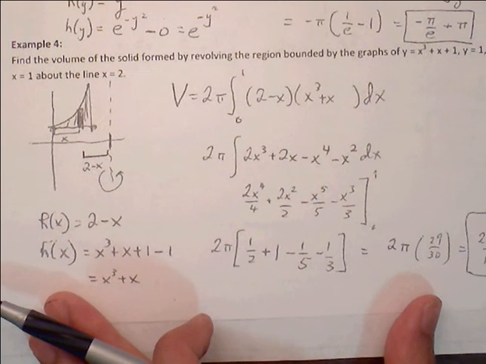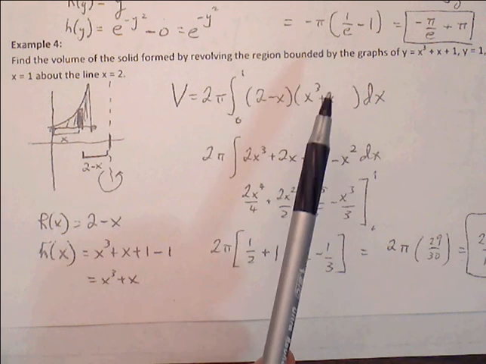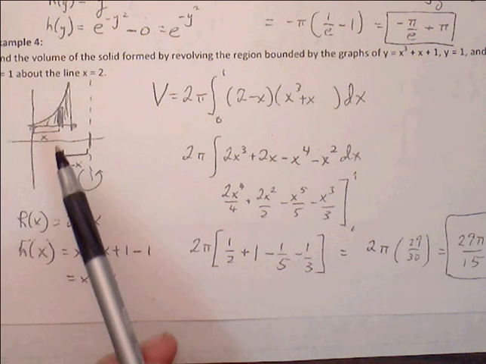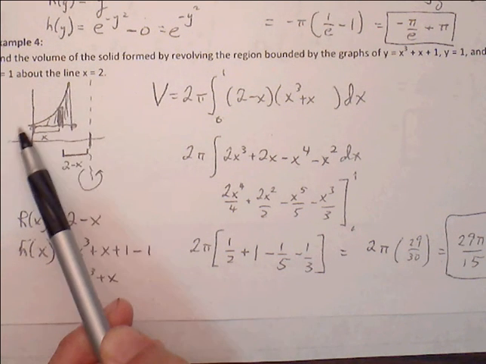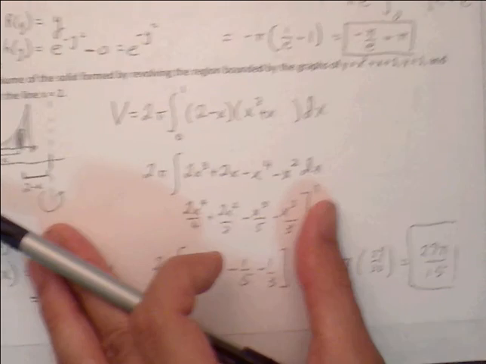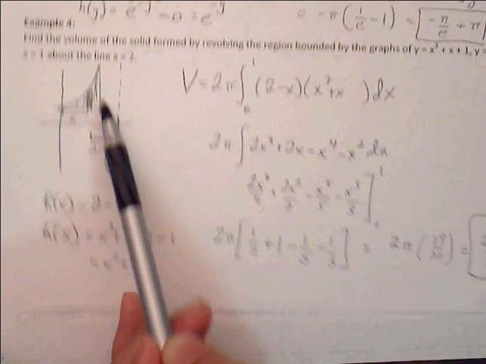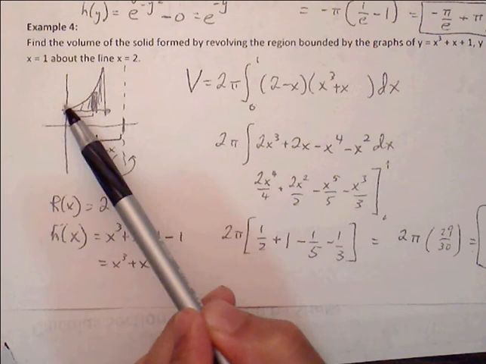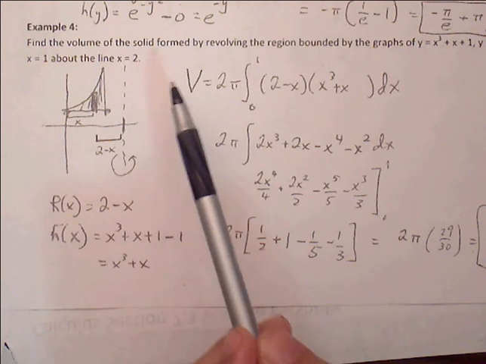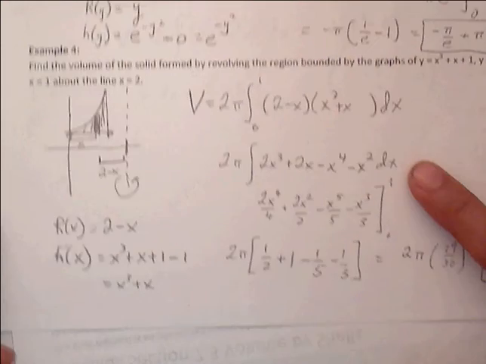Example 4. All right, so now we have a volume of a solid of revolution bounded by the graph y equals x cubed plus x plus 1. So here's our x cubed plus x plus 1. Y is equal to 1 is here. And x equals 1 is here. So now we have this little kind of triangle looking shape here. That's our shaded region. But now we're revolving about the line x equals 2. So x equals 2 is our axis of revolution.